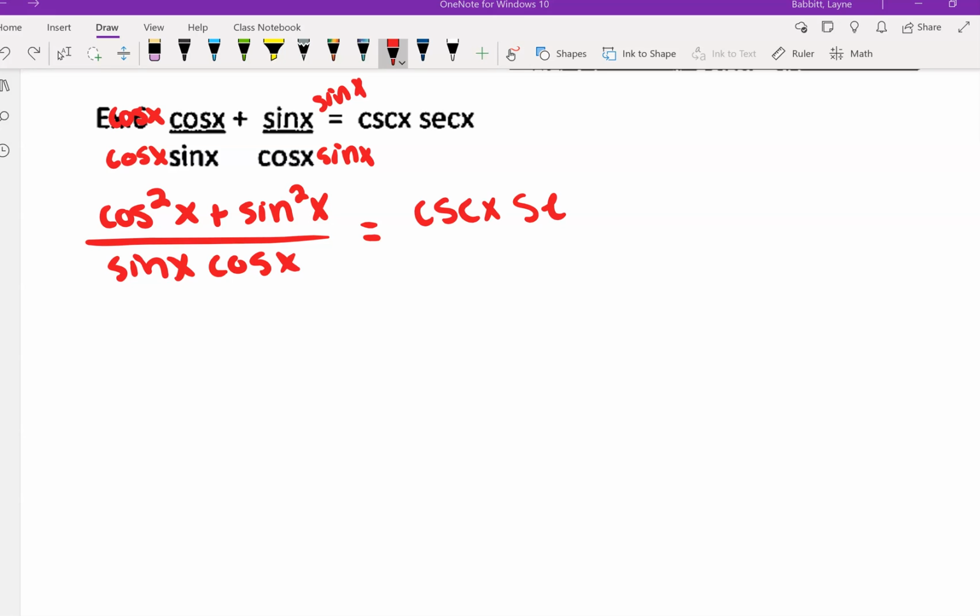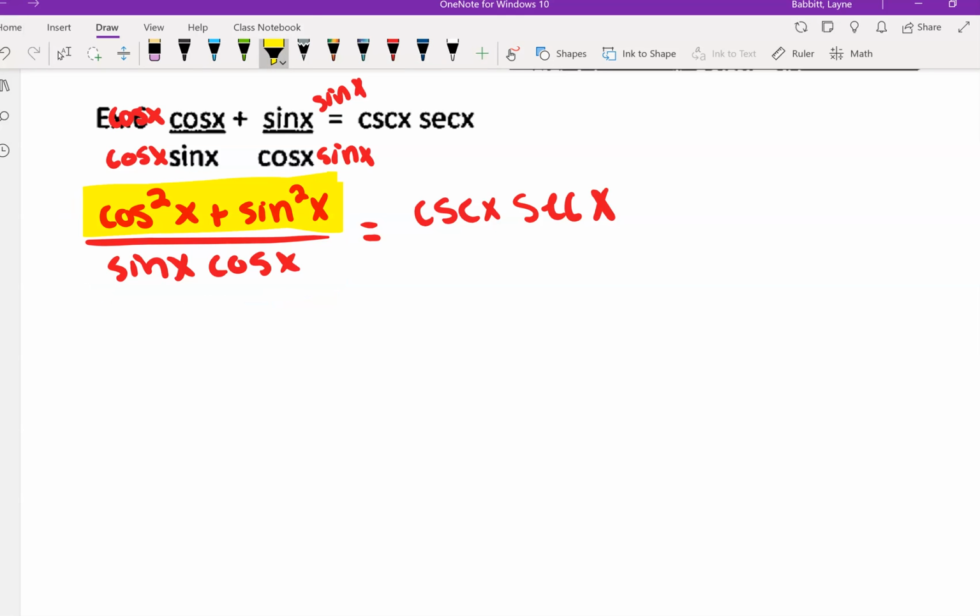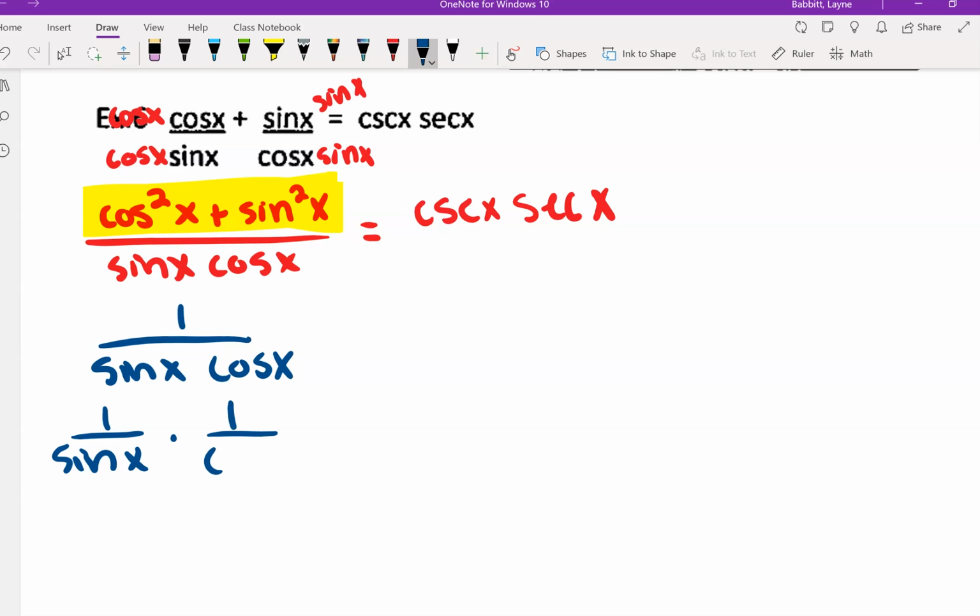Okay. And then remember we need that to equal what's on the right side. Now you might notice that you can do some simplifying with this. Take a look at that fraction, and what do you recognize? Hopefully you recognize that this can simplify. That's the Pythagorean identity, and it just simplifies to 1. So 1 over sine x times cosine x, which I can split apart. This is 1 over sine x times 1 over cosine x.